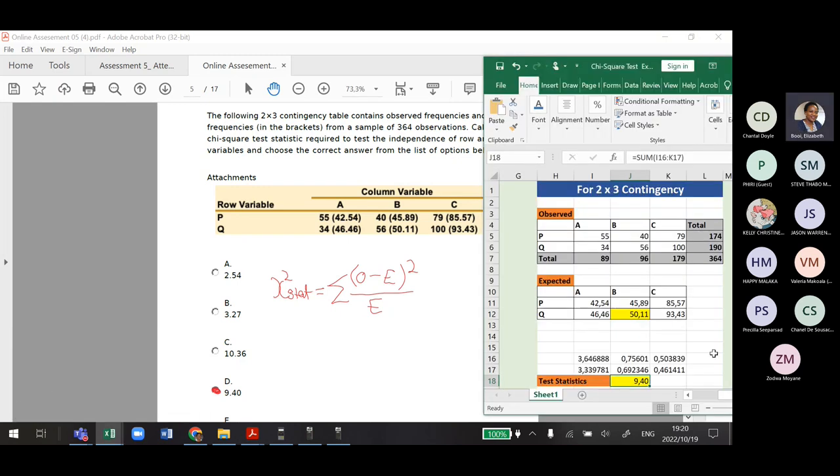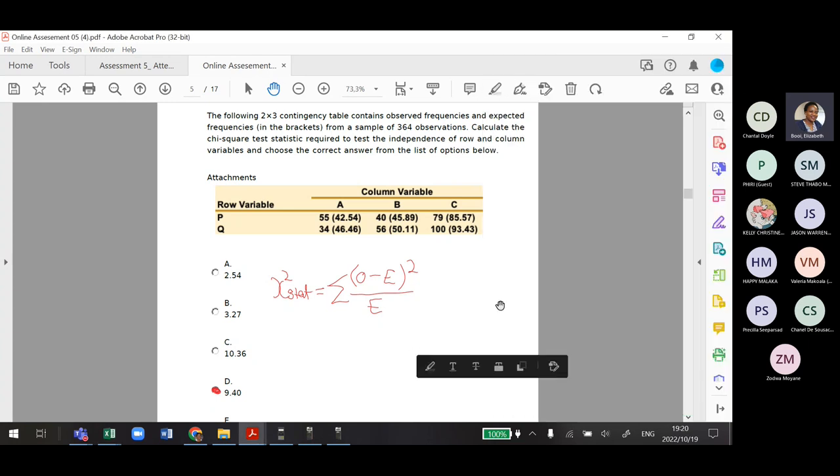So you can use the template. Remember, it's an open book. So you can use a template for your question. But we need to know how to use the template. If you are not using the template, then you're going to calculate.